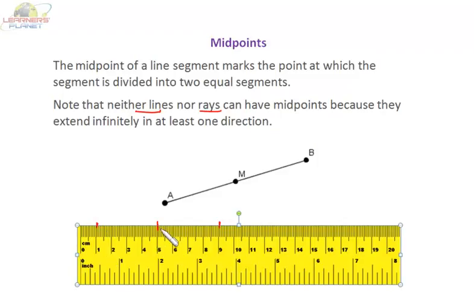Since the length from 1 to 5 and 5 to 9 is equal, okay, so this is the midpoint. That means 5 is the midpoint of from 1 to 9.